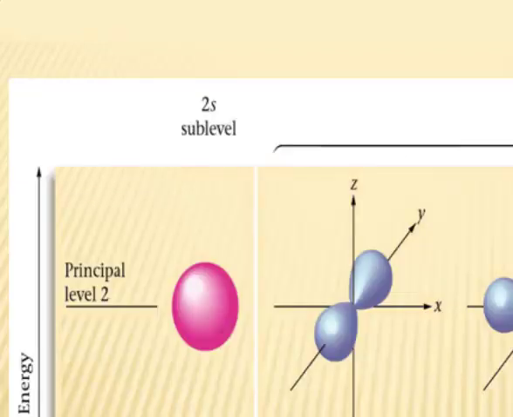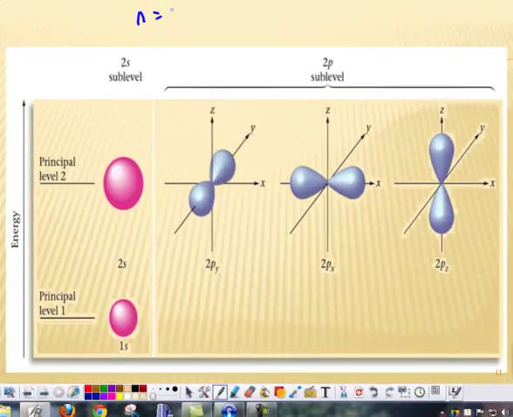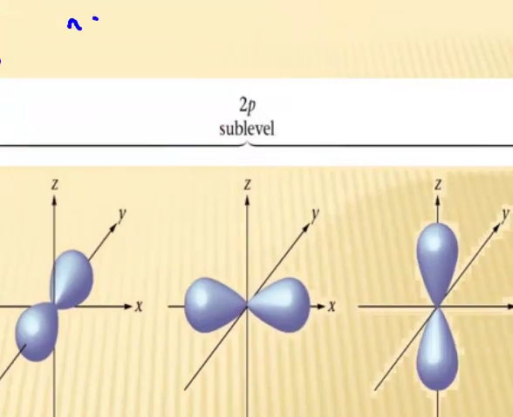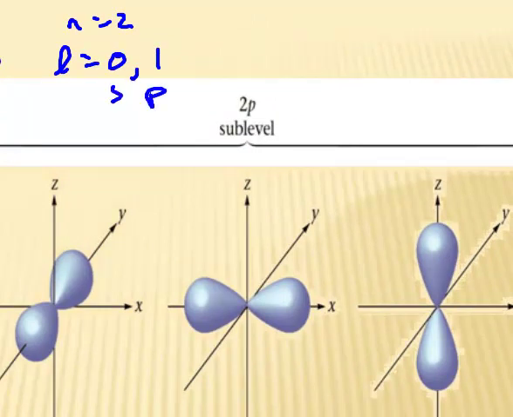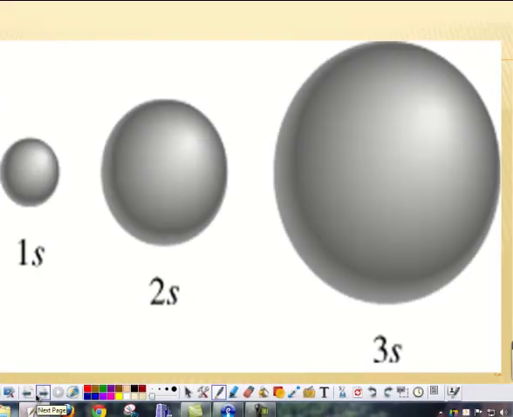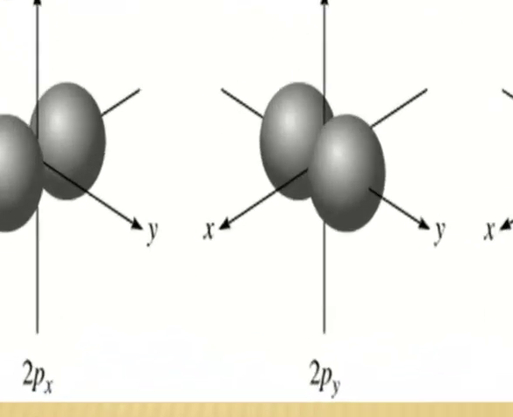Just some more pictures. Once again, if n equals 1, L equals 0. 0 corresponds to the S, and so there's the 1s. There is no 1p because there are no allowable values for L equals 1 when you have n equals 1. When n equals 2, L equals 0 and 1, which corresponds again to S and P. So here's the S, and there's the P, the 2s and the 2py, px, and pz. And the pictures along the y, the z, and the x-axis. Another picture, and just another picture, trying to make it look 3-dimensional.